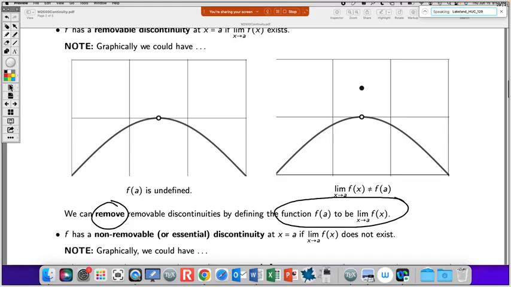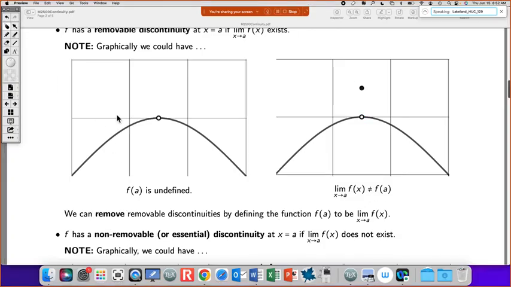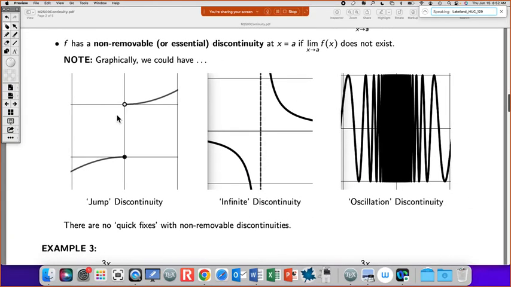So basically what we would do is go up here and we'd fix it. We would just patch it in. We'd say, no, that's the wrong place. You missed. You patch it in. Follow? Removable. Make sense or not? So if the one is called removable where the limit exists, then what's the other case? Non-removable. Or sometimes this is called an essential discontinuity. Essential meaning there's something inherent in the function that breaks it.